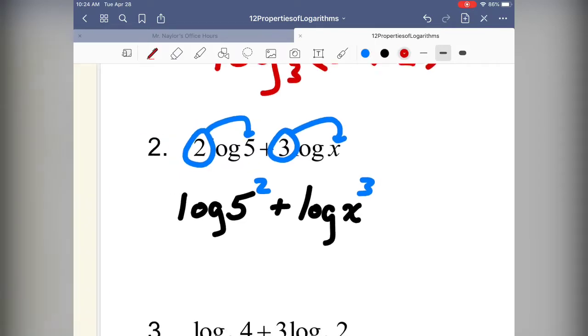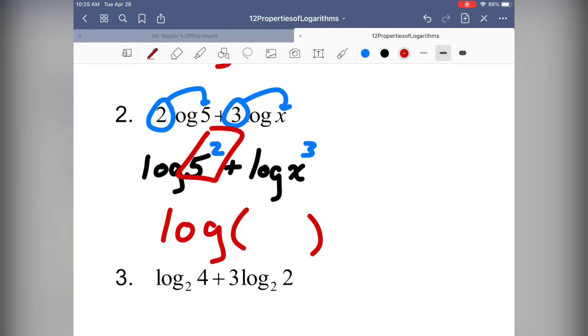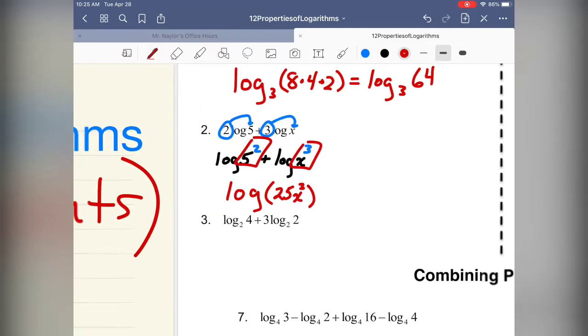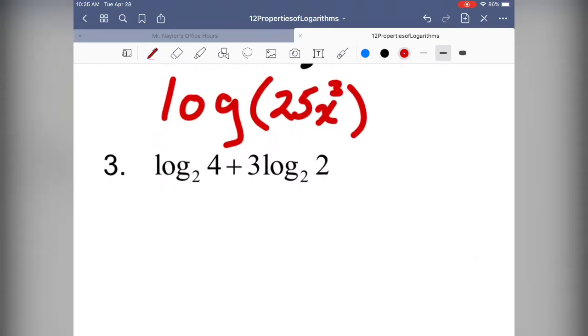Now that I do that, I'm able to recognize that when you have an addition problem, you're able to condense it to be 1 log. And as I've said before, I encourage you to write 1 log so that you're forced to condense this to now be 5 squared, which by the way is 25 times x cubed. And so we get the log of 25x cubed. Condensing is taking multiple logs and pulling them together to be 1 log.